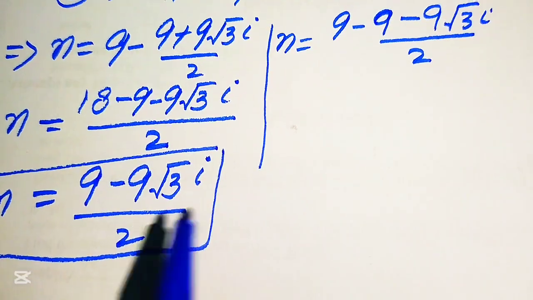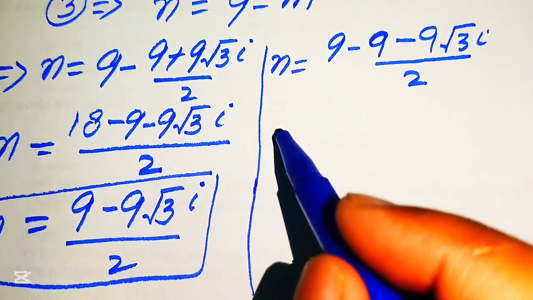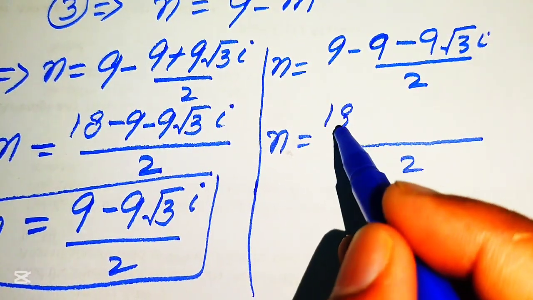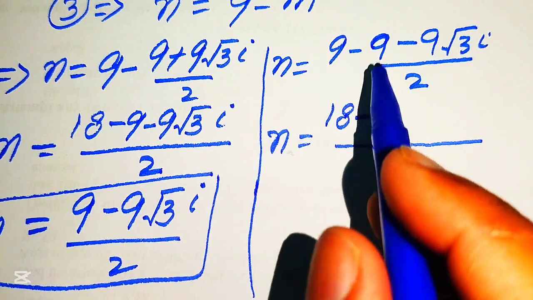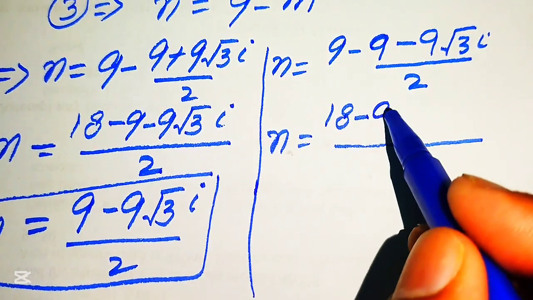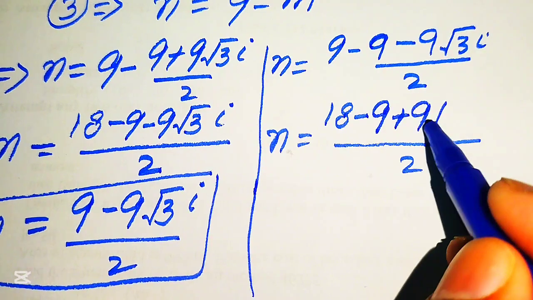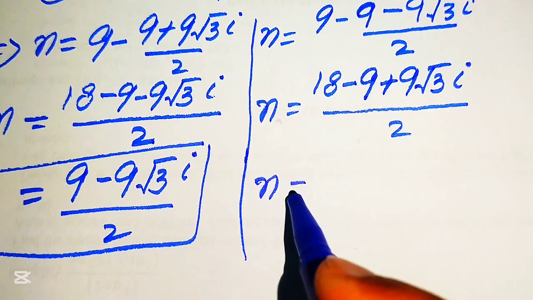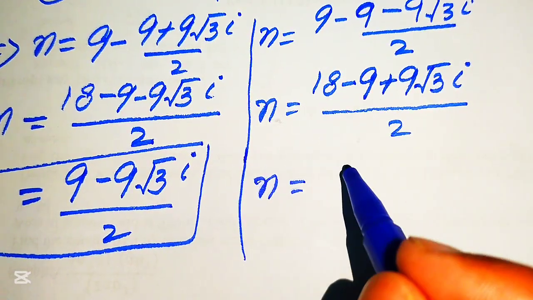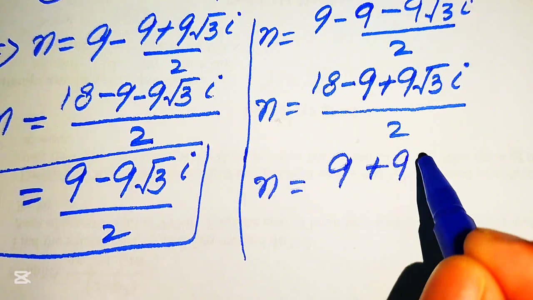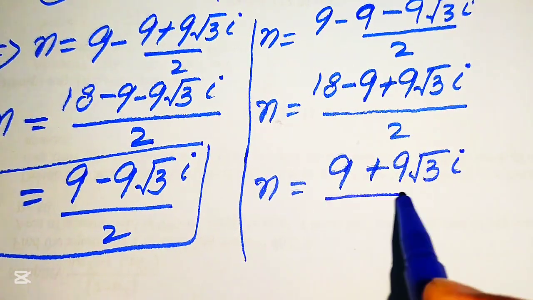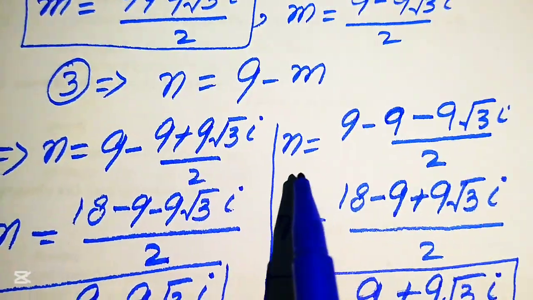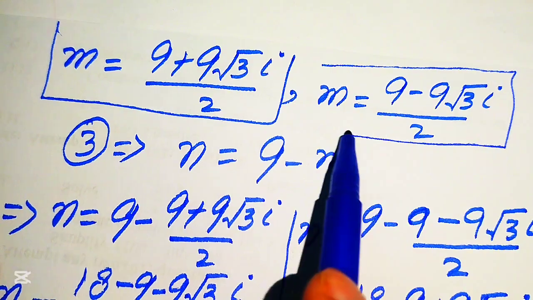Okay, so here we need to focus on this case. Here we again take the LCM of this term. So the LCM is 2, so 2 nines are 18, minus this 2 is cancelled out by this 2. We multiply this minus on both of these values. It will be written as minus 9 plus 9 times the square root of 3 iota. So here we need some simplification. So this is 18 minus 9, which becomes 9 plus 9 times the square root of 3 iota, divided by 2. So this is the second value of n corresponding to the value of m.